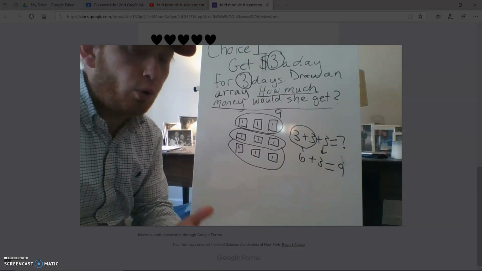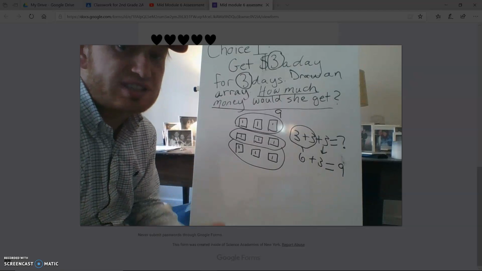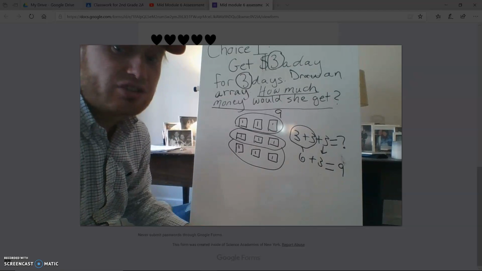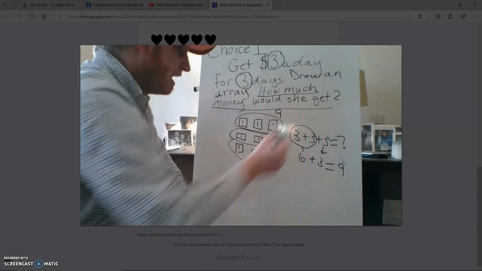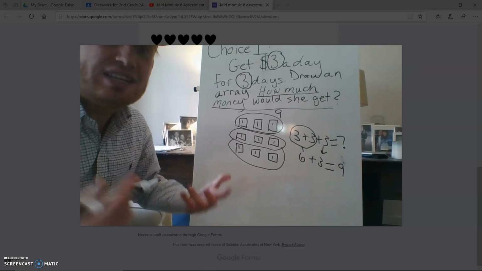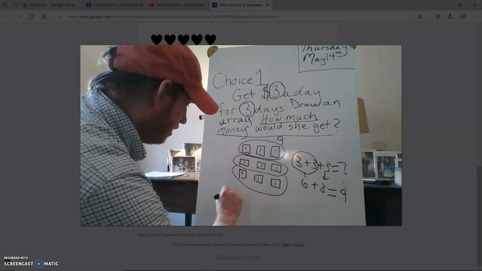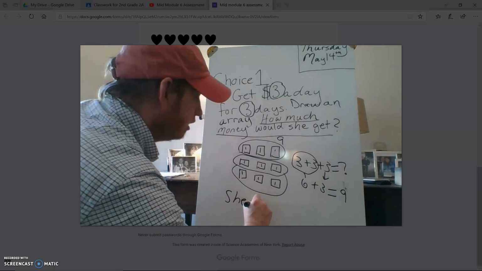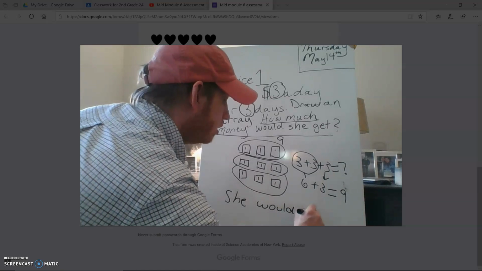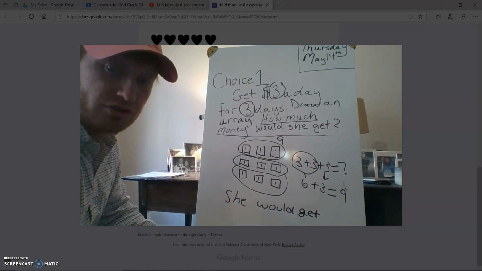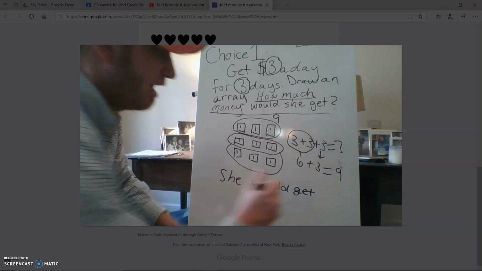So now I'm going to give my answer. Remember, it's incredibly important when doing a word problem that we give our answer in full sentences. So the question says, how much money would she get? So I'm going to restate the question, but with an answer. So, she would get, and how much is she going to get? $9.